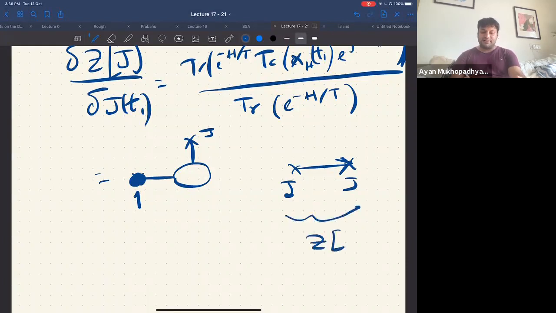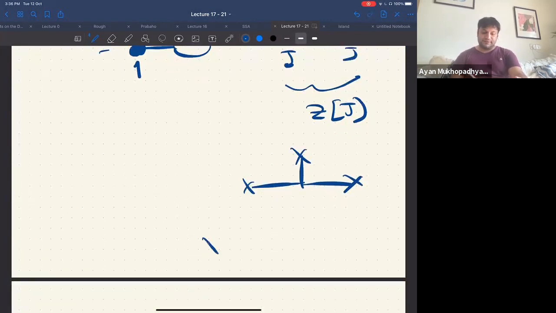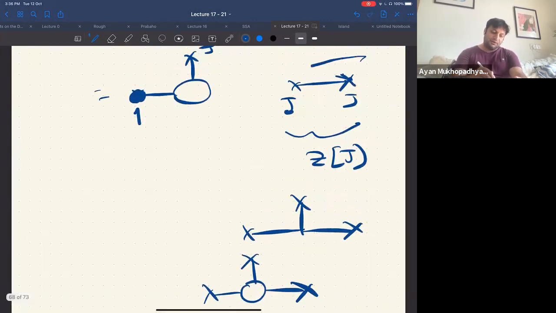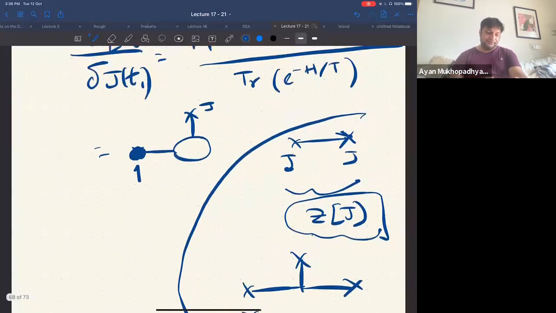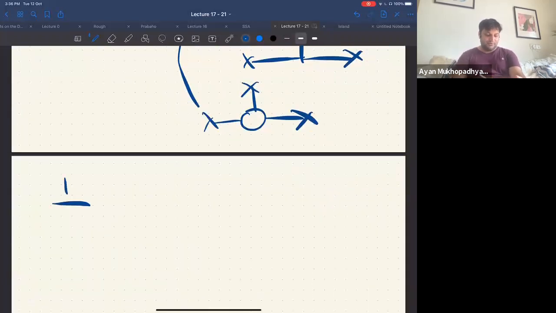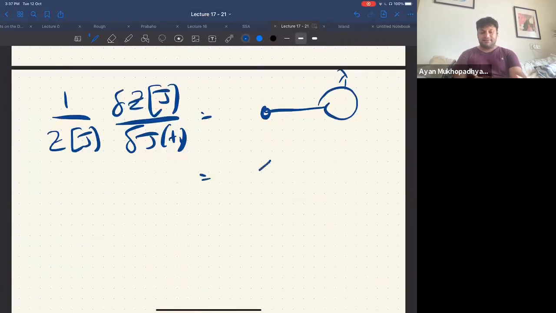Now, these things are nothing but Z[J] itself. If I expand Z[J], it will be all kinds of these diagrams, which will involve this, for example, and also this, if I have a lambda x cubed theory. It will have all possible such diagrams, and all of this together would make Z[J] itself. So if I divide by Z[J], 1 over Z[J] times the functional derivative, I will get only this class of diagrams, and not this other class. And this is explicitly the expectation value of x at t1.